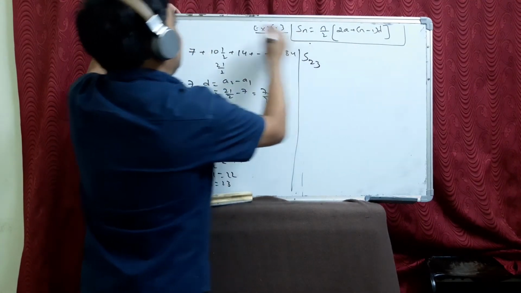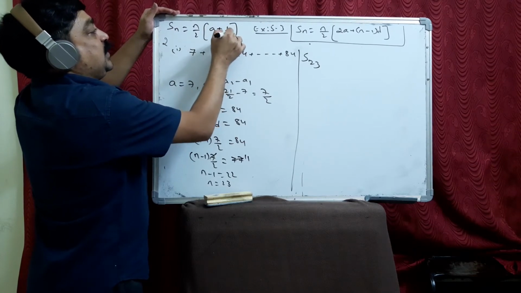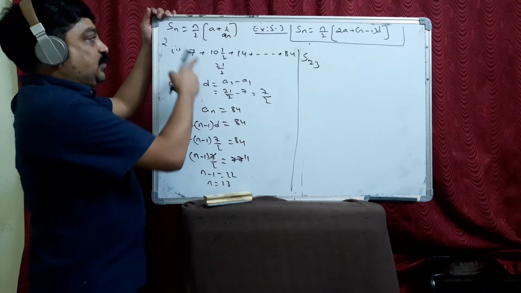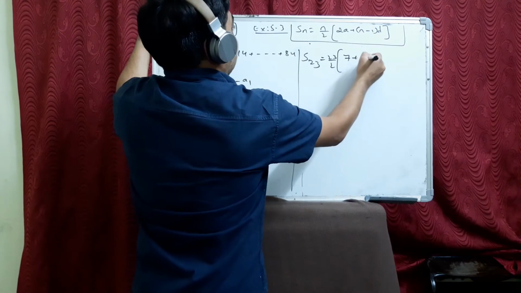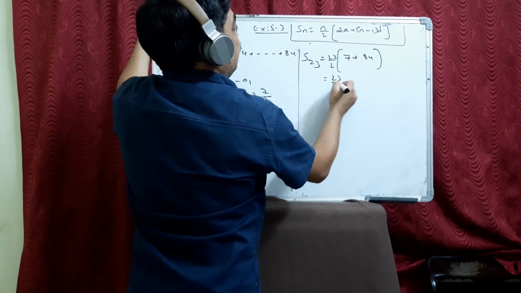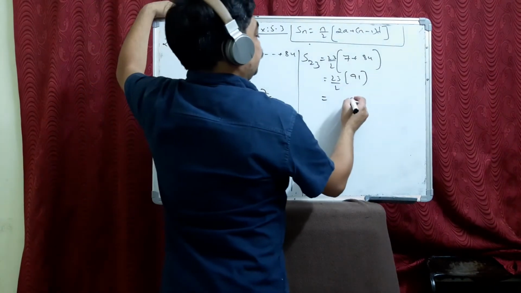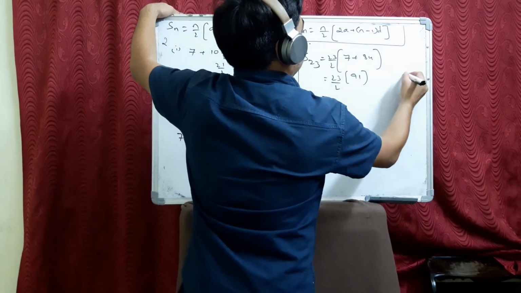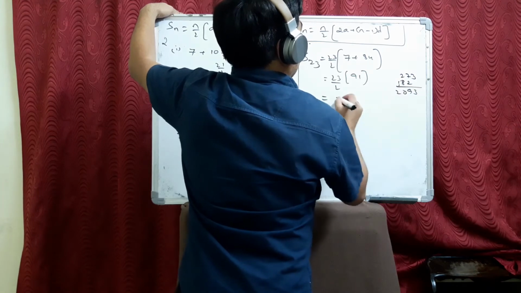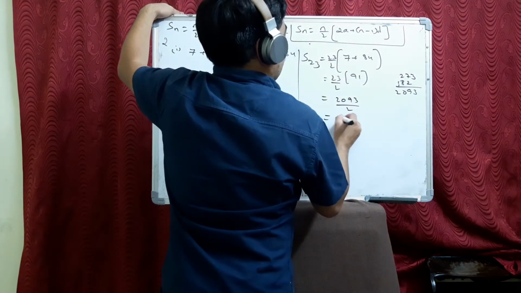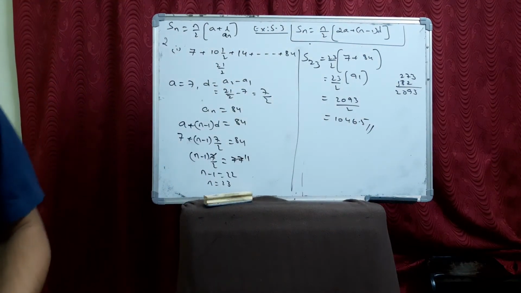S23. For this I will apply the formula Sn equal to n by 2 of first plus last. Last means an. That is easy because the last term is available and the first term is available. 23 by 2, first is 7, last is 84. So 23 by 2, it becomes 91. So it becomes 2093 by 2, 1046.5. This is the sum. Okay. Next question.